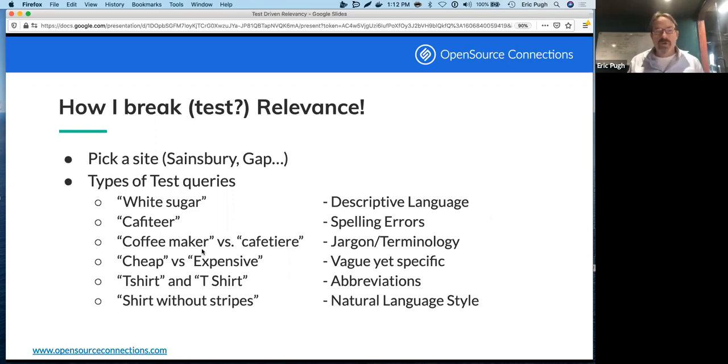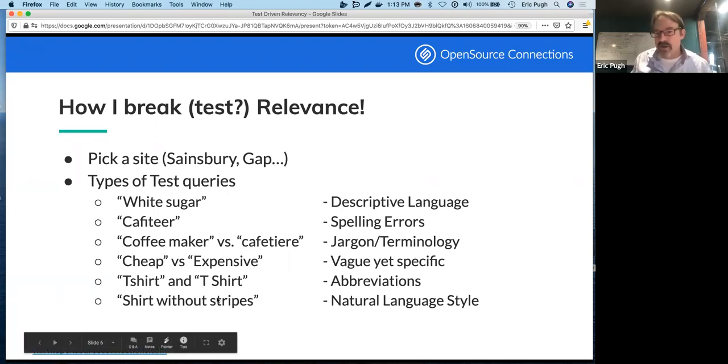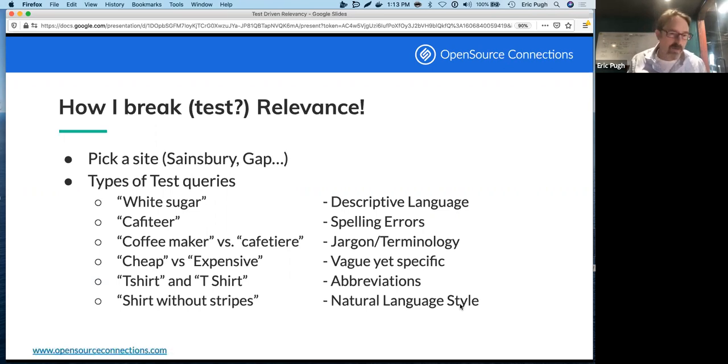A really common issue that our search engines have is that they maybe understand coffee maker, but don't understand the jargon or sophisticated terminology, or vice versa, right? Whoever wrote the description uses jargon, but our users type in everyday terms like coffee maker. Cheap versus expensive. We know exactly what that means when we type that in, but your search engine probably doesn't know what that means. Abbreviations, and then as I showed on the Nike website example, sort of natural language style. Let me search and say what I want and what I don't want.